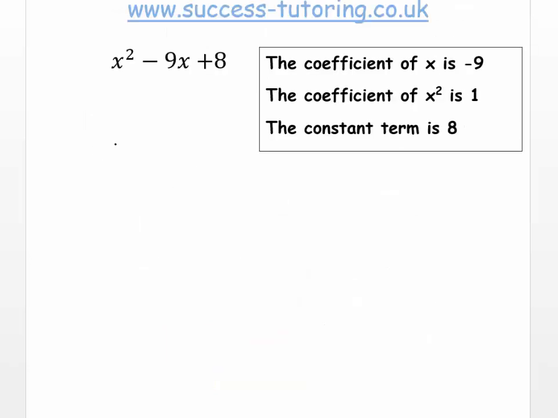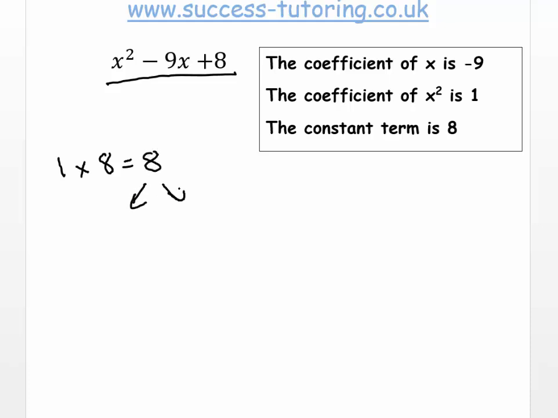Let's try this question here. We've got x squared minus 9x plus 8. We've got our coefficients here and our constant term. So let's run through this one quite quickly now. We're going to do 1, which is the coefficient of x squared, times 8, which is your constant, will give us 8.